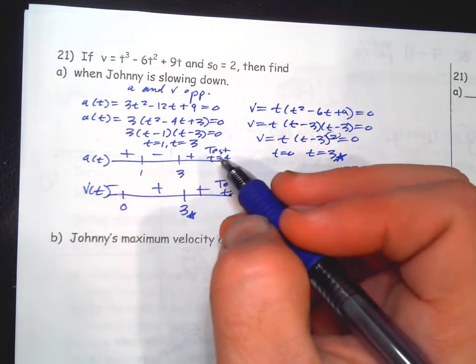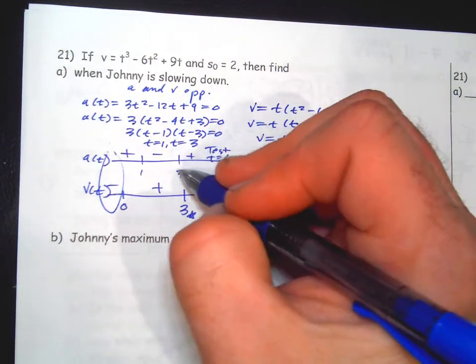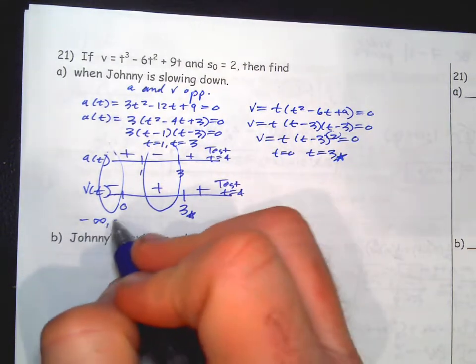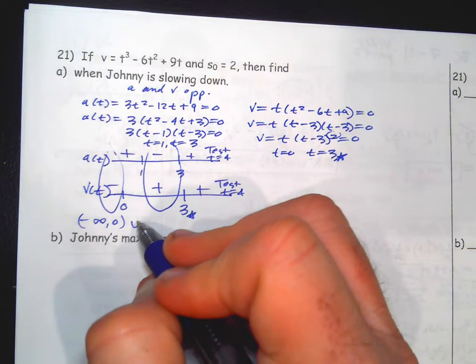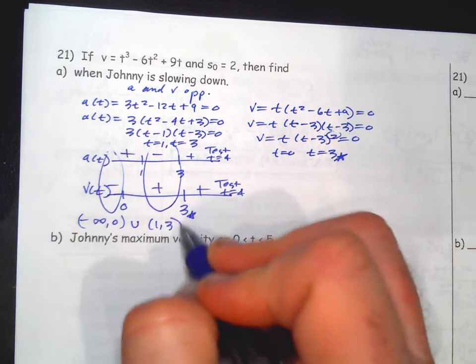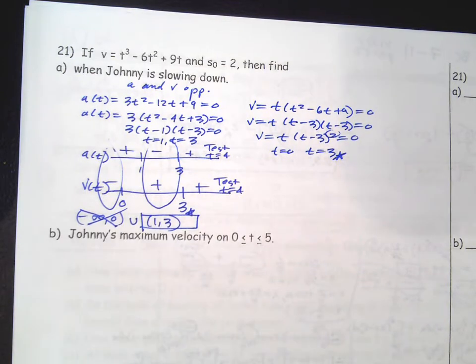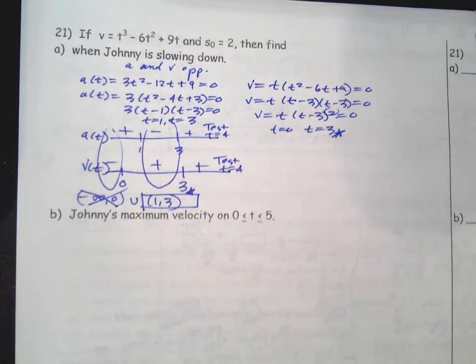So where do they have opposite signs? Over here, here. Okay, now negative infinity to 0, and then 1 to 3, but we don't want to include negative time on these problems. So it's just going to be 1 to 3. That's the work.